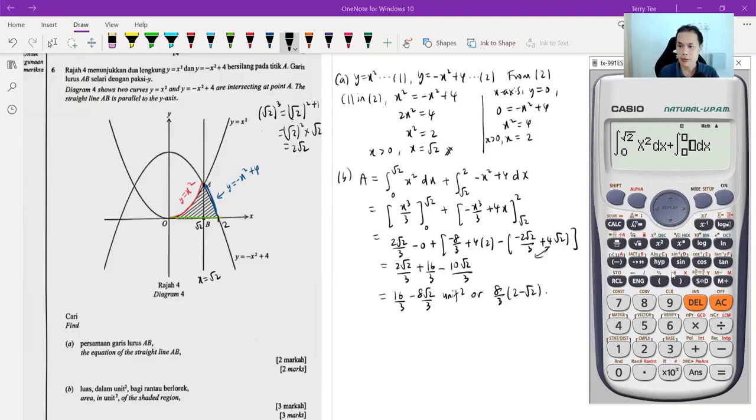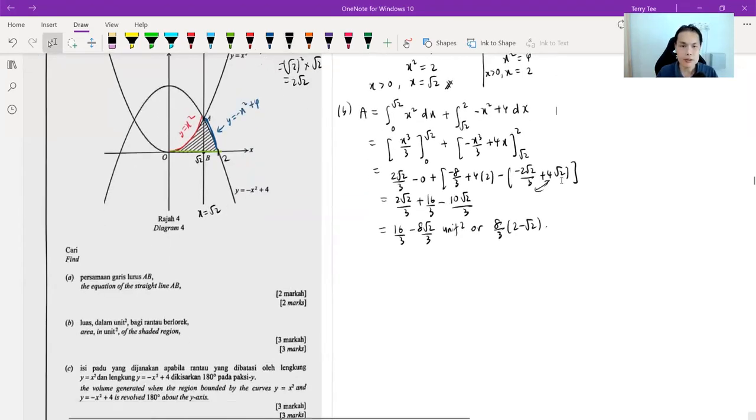There's an integration of negative x squared plus 4, lower limit is 2, upper limit is 2√2. So this is 1.562. Let's double check whether my answer is the same. 16 minus 8√2, divided by 3. Yeah, 1.562. So I know my answer is correct. All right, so that is the second part.